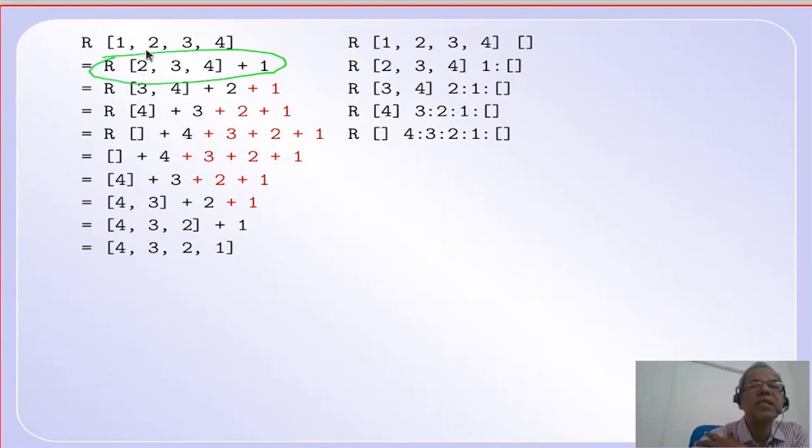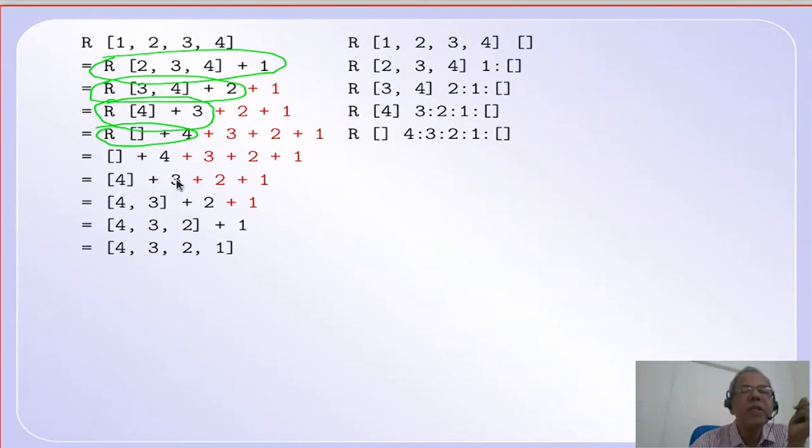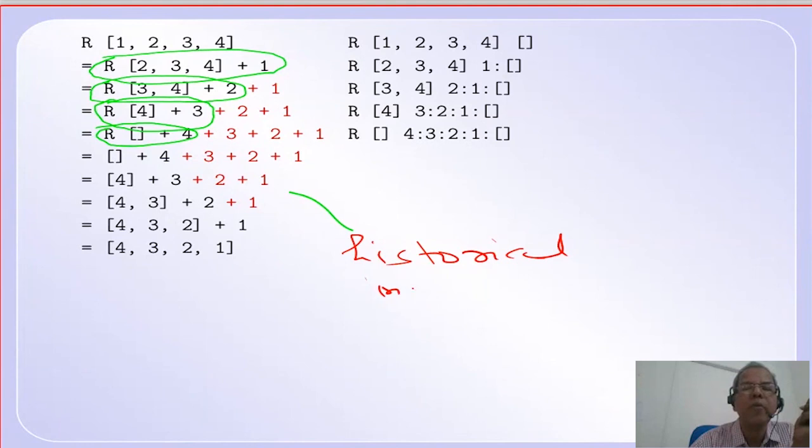This call sees only 1, 2, 3, 4, and deconstructs it to 2, 3, 4 and then 1. This call sees only 2, 3, 4. Though I have shown it here, this call sees only 4 and 3. The concatenate with 2 and the concatenate with 1 are in the past history. And this sees only 4. When it returns empty, concatenate 4 will be a list consisting of 4. When that returns 4, append 3: 4 comma 3. When that returns 4 comma 3, append 2 and so on. So whatever I have shown here in red is historical input. The recursive call does not see that. Think about that.